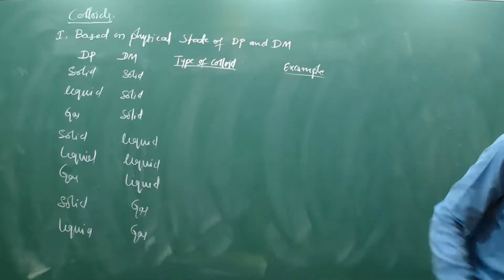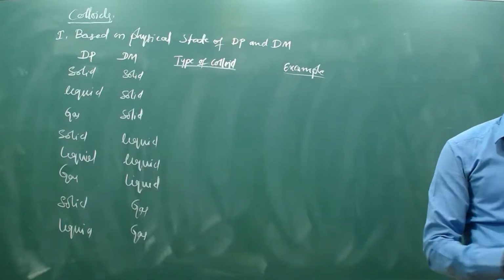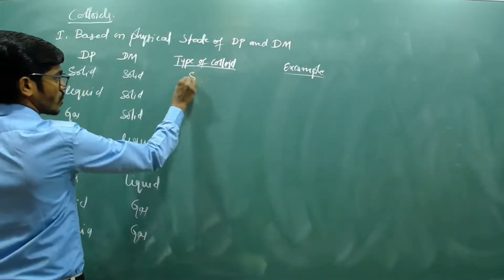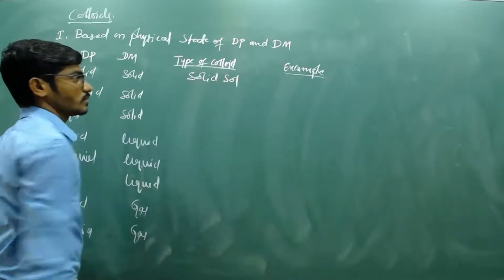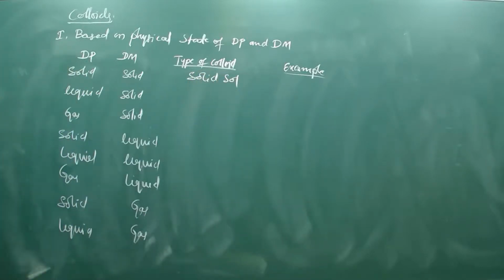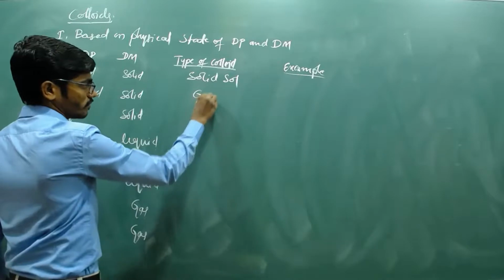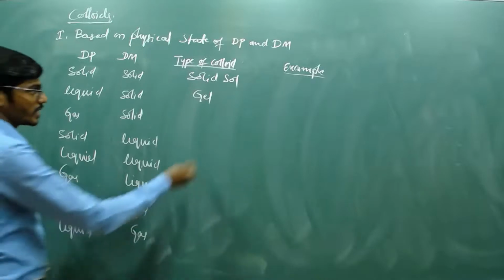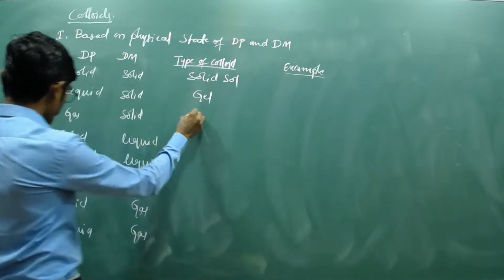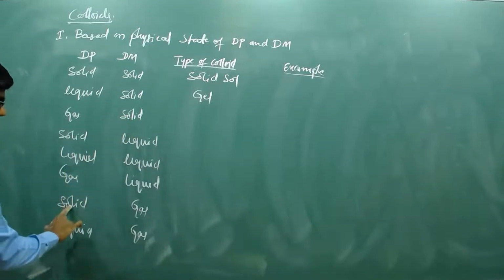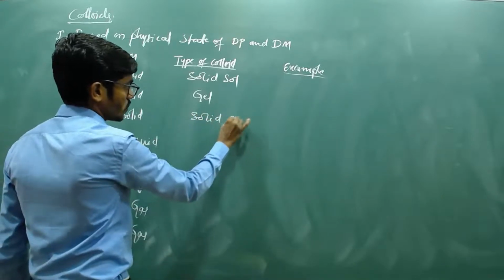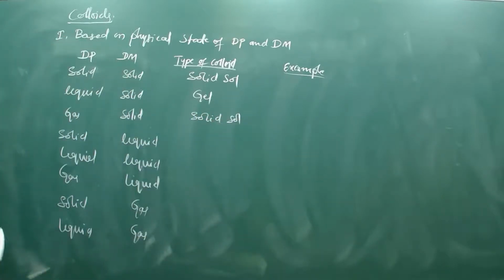You just make a name. What is the name of this particular colloid? The first one, solid in solid, is solid sol, short form of solid solution. The second one, liquid in solid, is called gel. And gas in solid is again a solid sol. It is again solid. Gas in solid. Solid in gas is aerosol.